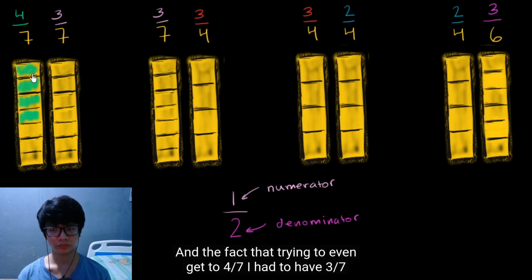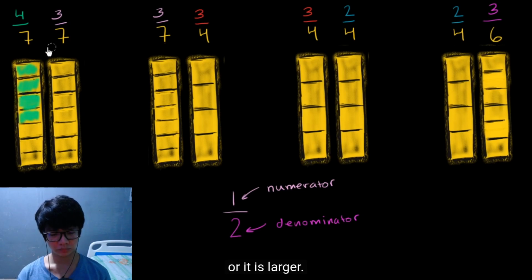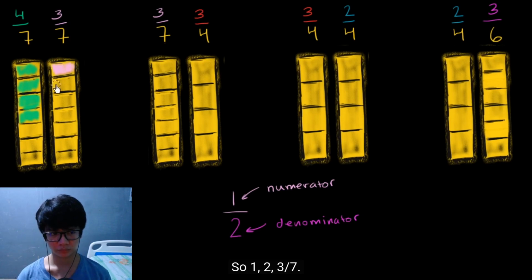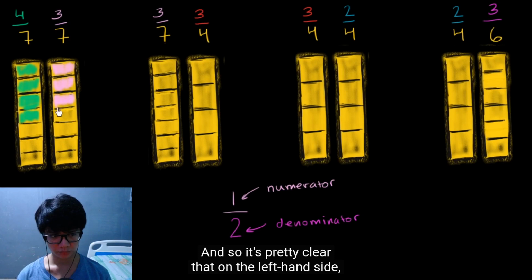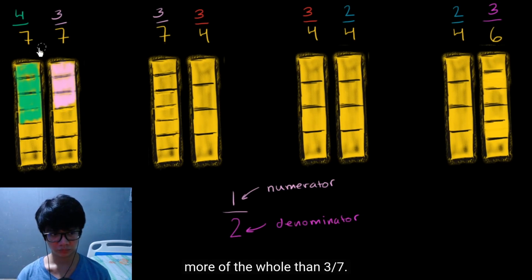And the fact that trying to even get to 4/7, I had to have 3/7 first gives you a good clue that 4/7 is probably larger, or it is larger. But now let's color in 3/7 just so we can compare. So 1, 2, 3/7. And so it's pretty clear that on the left-hand side we are shading in more of the whole than on the right-hand side. So 4/7 represents a larger fraction, more of the whole than 3/7.